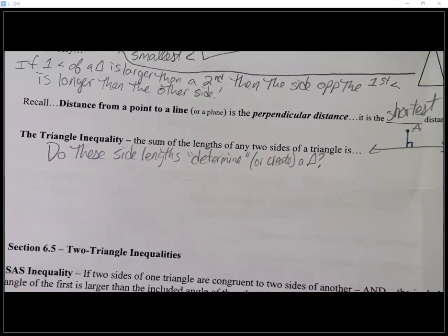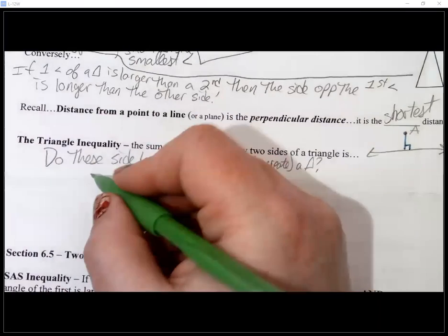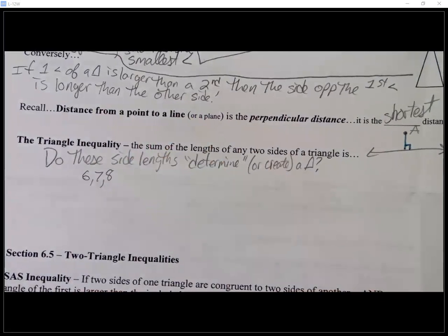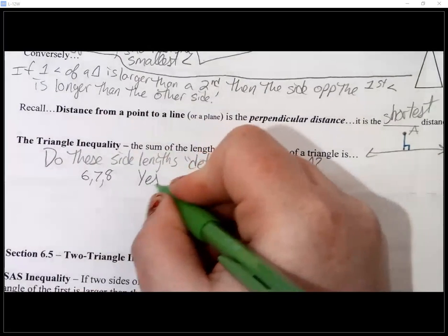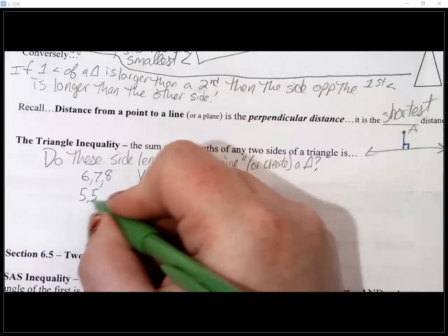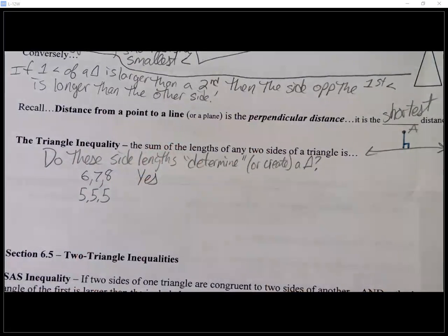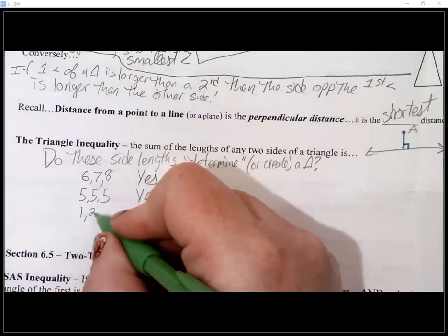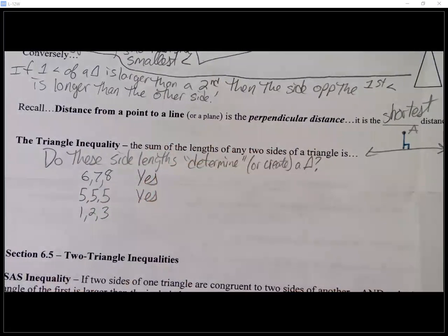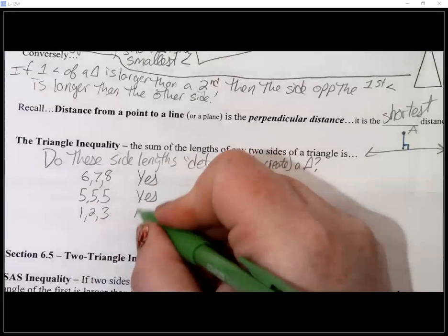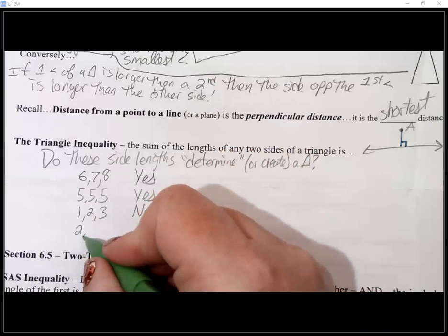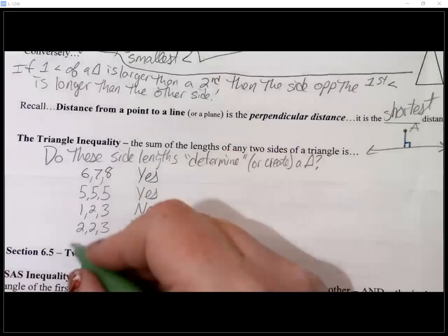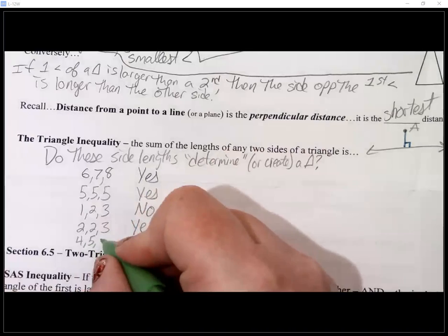All right, so let me give you some. 6, 7, 8. If I had 3 sticks and one was 6 inches, 7 inches, 8 inches, yes, I could create a triangle out of that. How about 5, 5, 5? Should I make a triangle out of those? Yes. Of course I could. That's an equilateral triangle, so that's a yes. If I had a 1, 2, 3, what do you think? It's a no. If I had a 2, 2, 3, that's a yes. If I had a 4, 5, 10, that's a no.